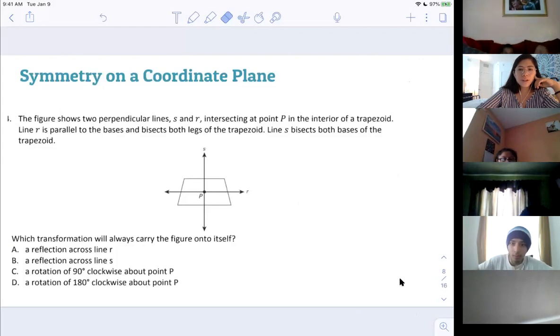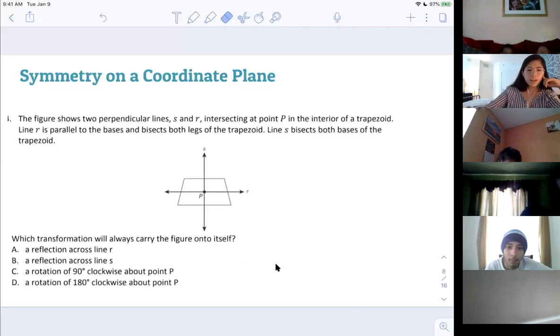2, 4, 5. 5 check marks and a thumbs up. Okay. Give me a check mark if you chose answer choice C. And give me a check mark if you chose answer choice D.